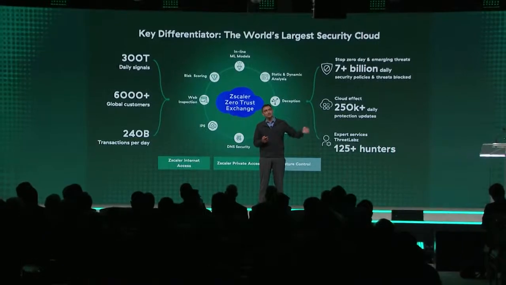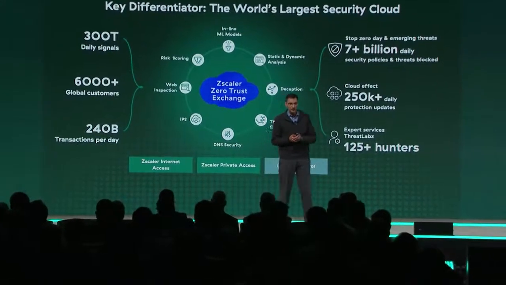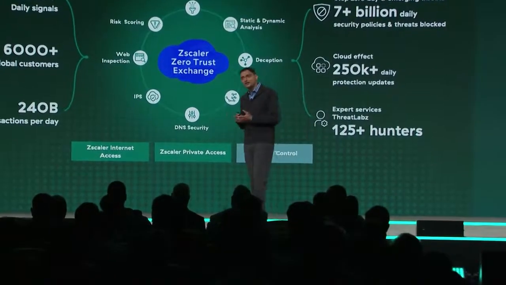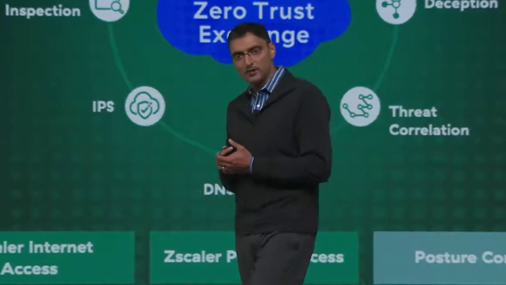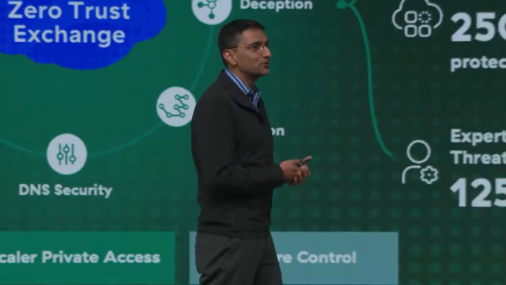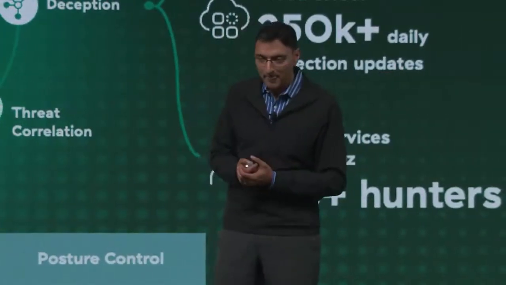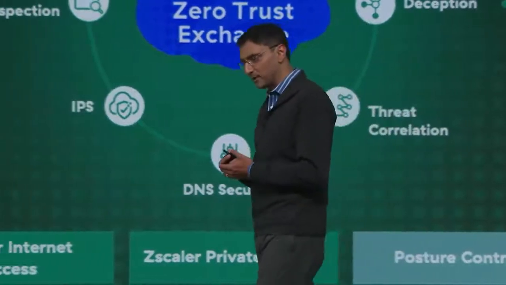You saw a glimpse of some of the things that we are doing with our AI and ML capabilities to deliver better security outcomes, better risk assessments. And all of that results in about 7 billion policy and attacks that we are preventing on a daily basis, about 250,000 new threat indicators that the platform is learning about every day. And we have a team of about 125 Threat Labs experts that are constantly mining this information.